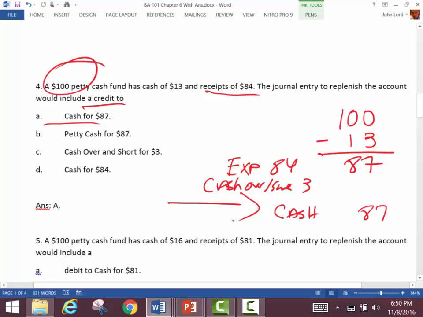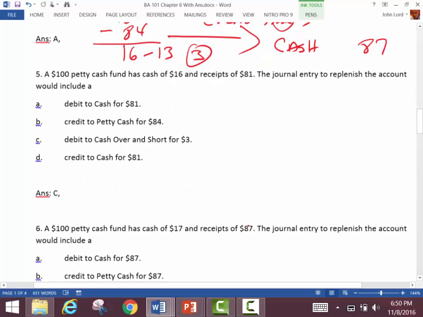But I tell you, do the whole journal entry, right? And then just to verify that cash over short, I'm supposed to have 100 minus the 84, which means I should have had 16, and I actually only have how much? 13. Yep, I'm short, sure enough, $3, right?